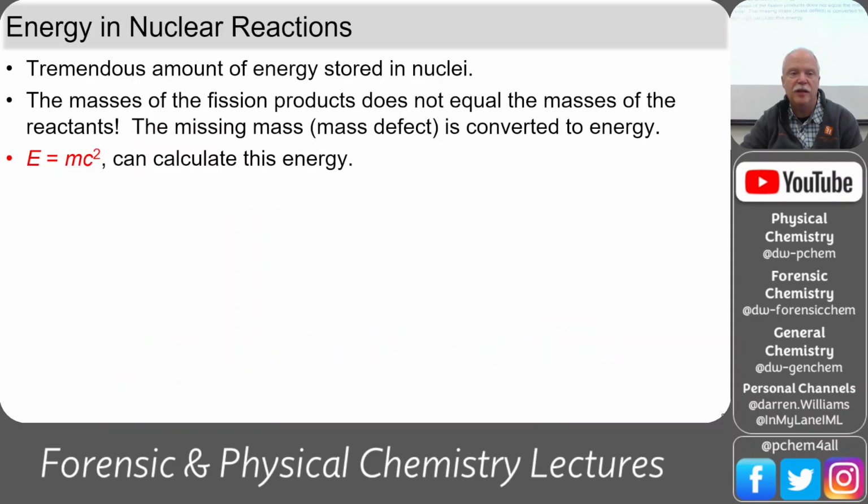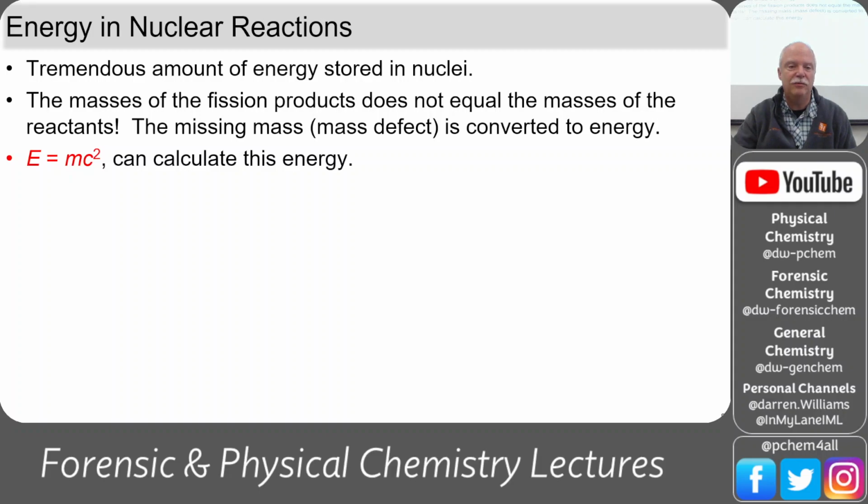Okay, so there's a tremendous amount of energy stored in the nucleus. The masses of the fission products does not equal the masses of the reactants. So that's really weird. We've been told this whole time, and you have been told since your first days in science as a middle schooler, that mass is neither created nor destroyed, right? Conservation of mass. Well, it's not exactly true. Mass energy is neither created nor destroyed. Mass can be converted to energy, energy can be converted to mass. And so this is the famous equation from Einstein's relativity work. So let's calculate this energy.